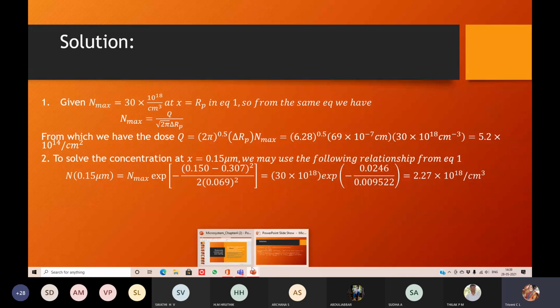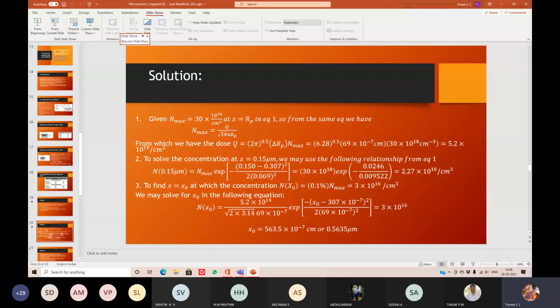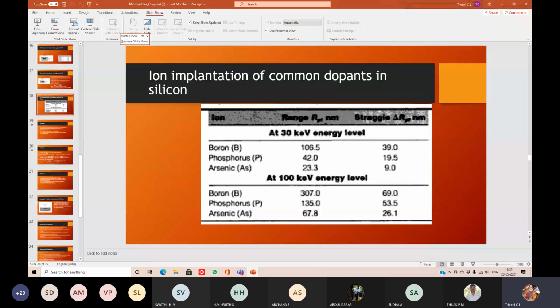If I see it here, you can see it here, all of them. If you see this figure, we can get the Rp value, how much it is. If I take it for 100 kilo electron volt, the Rp value for boron is how much here? It is 307 in nanometer. So we'll take the same thing here also.